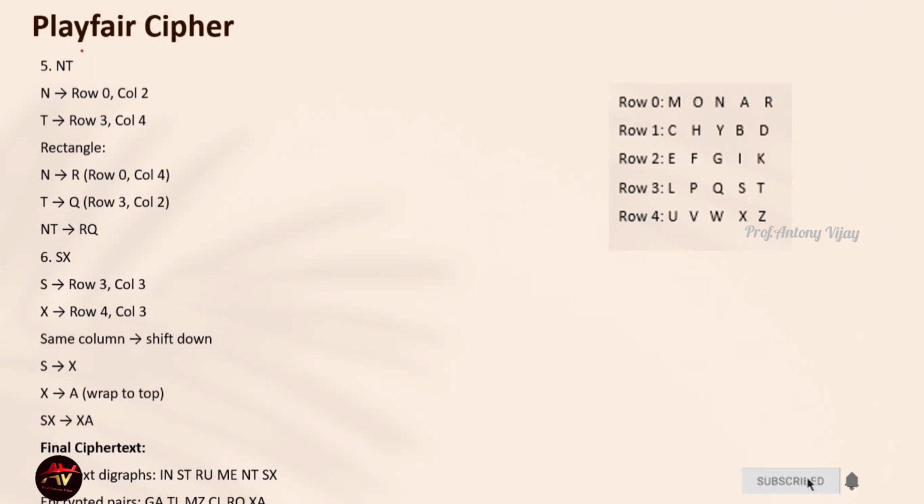Next, we will be seeing about NT. When I talk about NT, N is here and T is here. Both are in different rows and columns, so the rectangular rule applies. First I am taking N. The neighbor of N is T, so here in the same row T is there, so you have to draw a straight line here. Instead of N, you have to use R. Then for T, the neighbor of T is N. So again you have to draw a straight line in the same row, and it is Q.